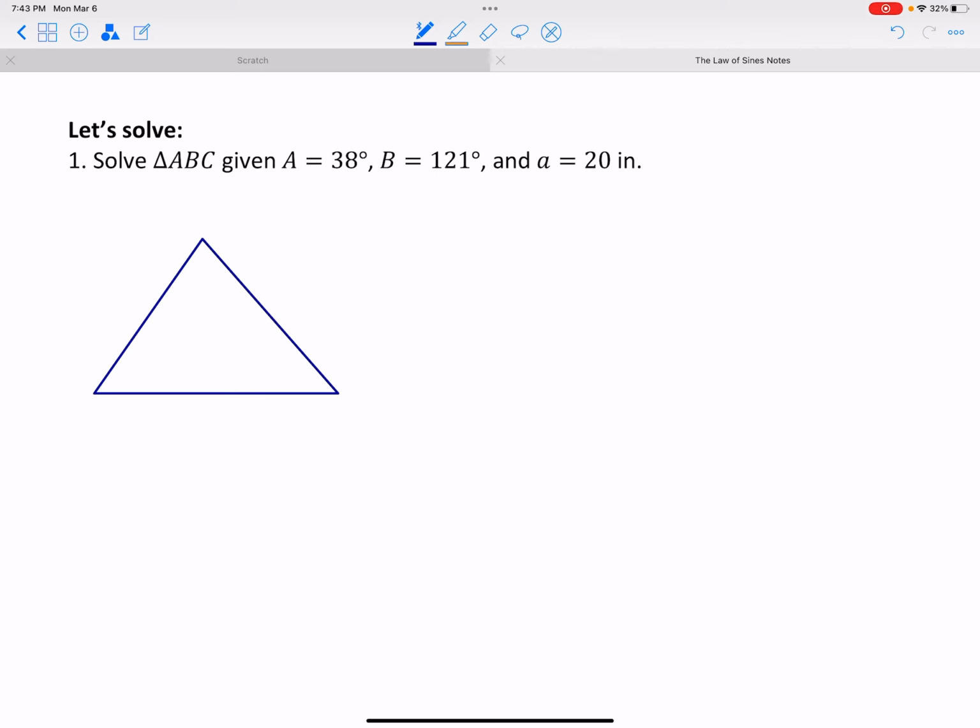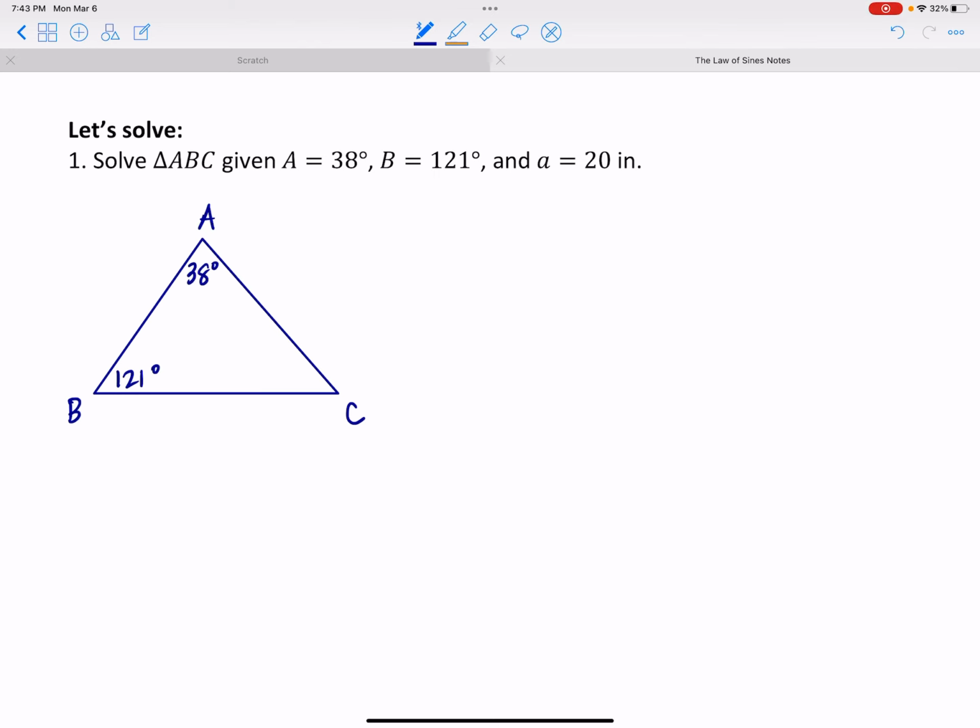In a right triangle, C has to be the 90-degree angle, but here, it doesn't matter. So I'm going to call my angles A, B, and C, although again, it doesn't matter where you label those. Angle A is 38 degrees, so I'm going to put that in here. Angle B is 121 degrees.